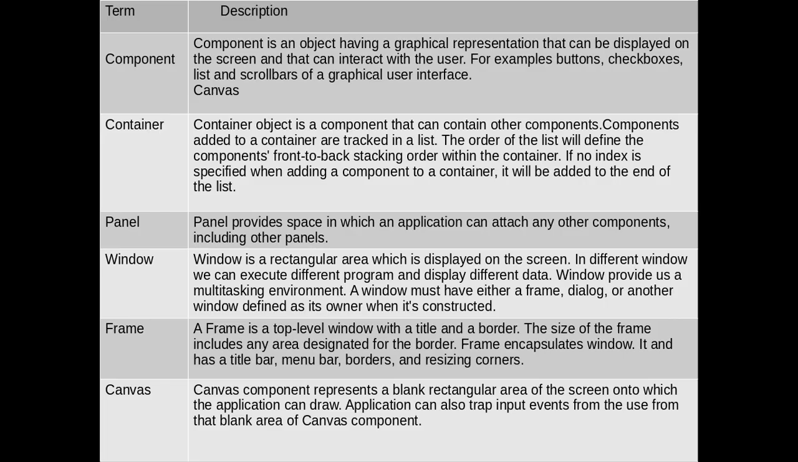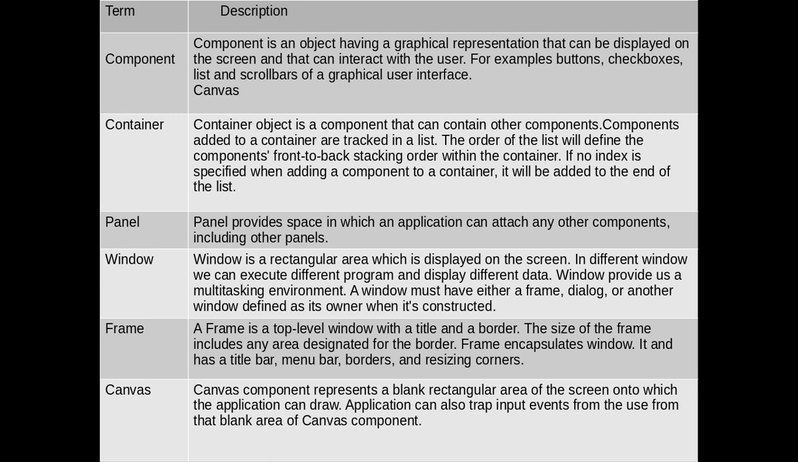Now, these are different terms which are used in AWT. Component is an object having a graphical representation that can be displayed on the screen and that can interact with the user. For example, buttons, checkboxes, list, scroll bars of a user interface, canvas, etc. are components. Container means a container object is a component that can contain other components. Okay, what about a panel? Panel provides space in which an application can attach any other components including panels. What about window?